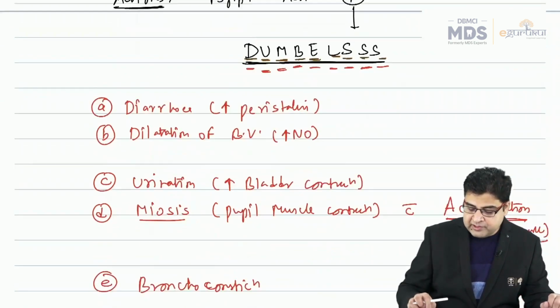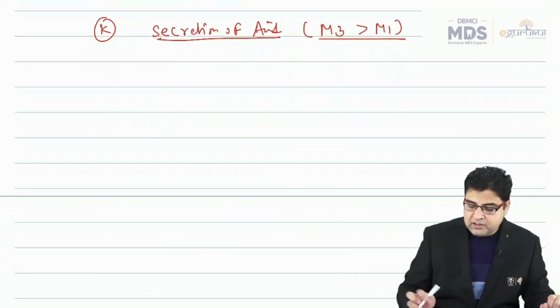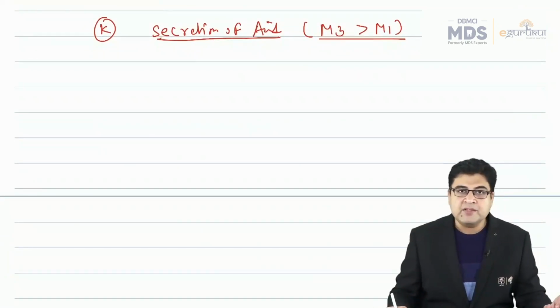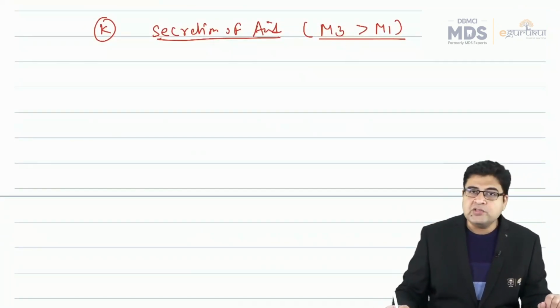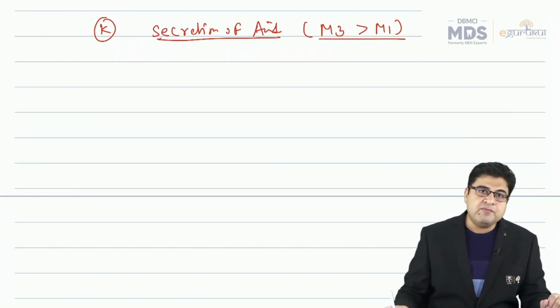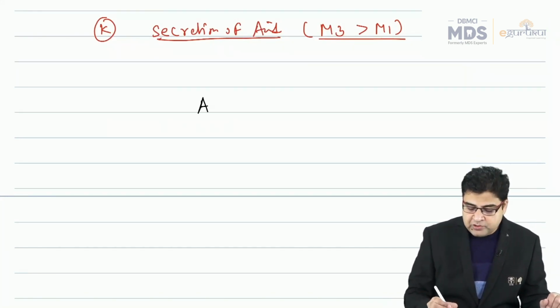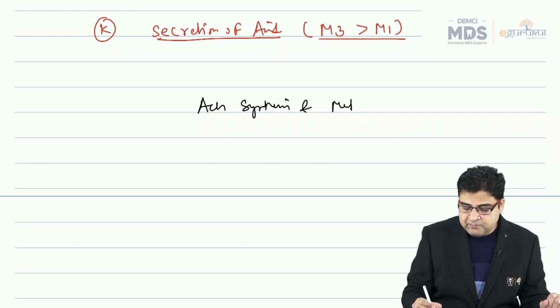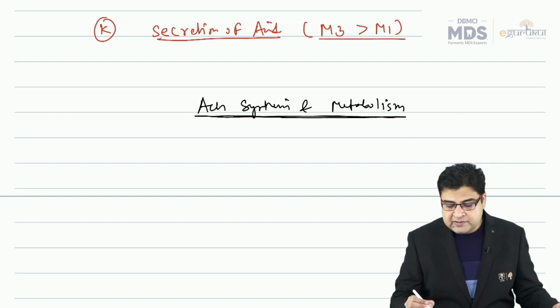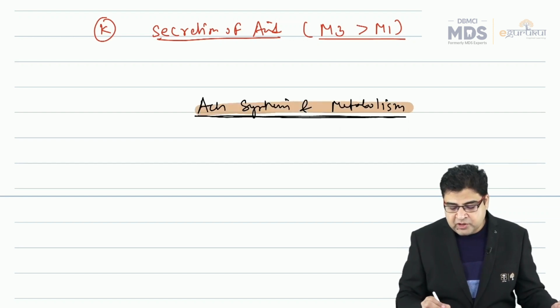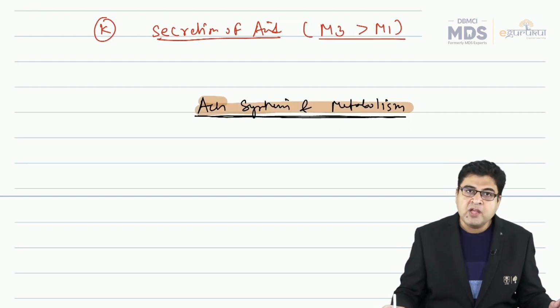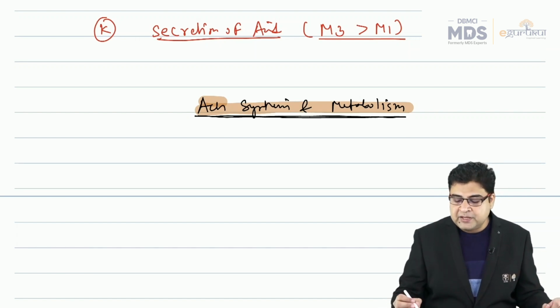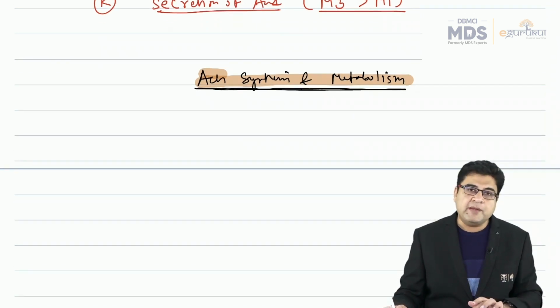Now after this action, let's talk about acetylcholine synthesis and its metabolism. So how the acetylcholine synthesis and its metabolism will take place in the body. So parasympathetic system, we know that it is known as the cholinergic system. Why do we call it the cholinergic system? Because here the neurotransmitter is acetylcholine. So how this acetylcholine synthesis will take place and how finally this acetylcholine gets metabolized in the body.